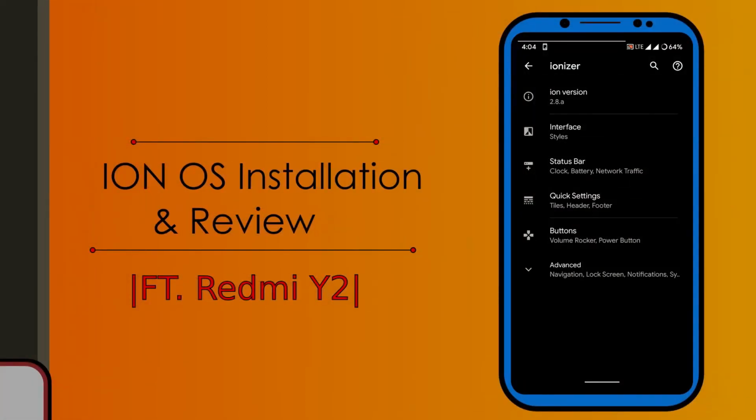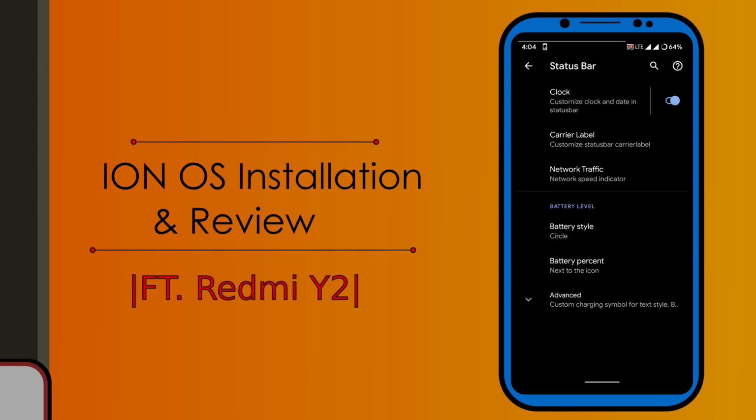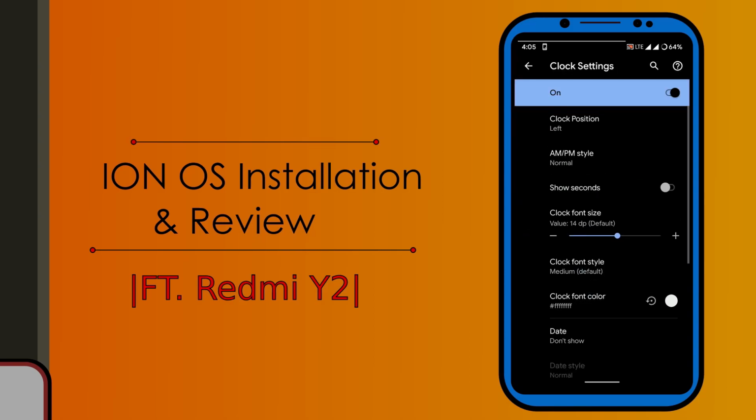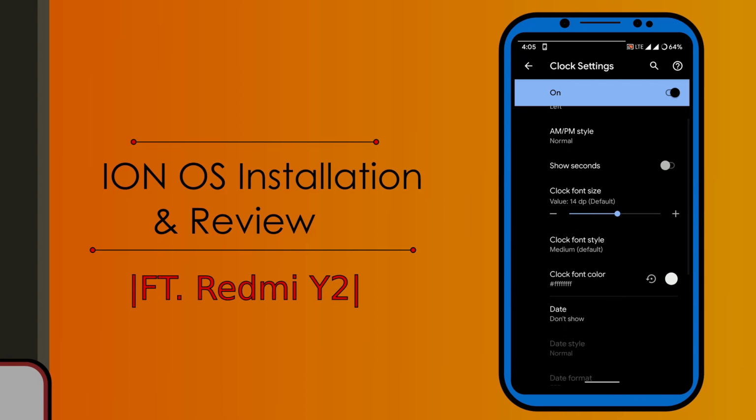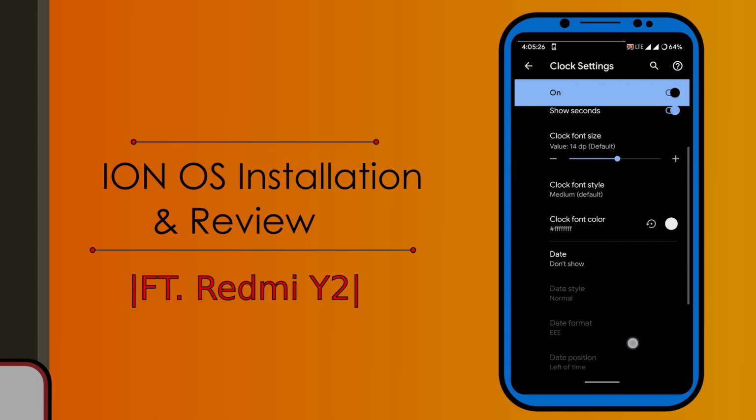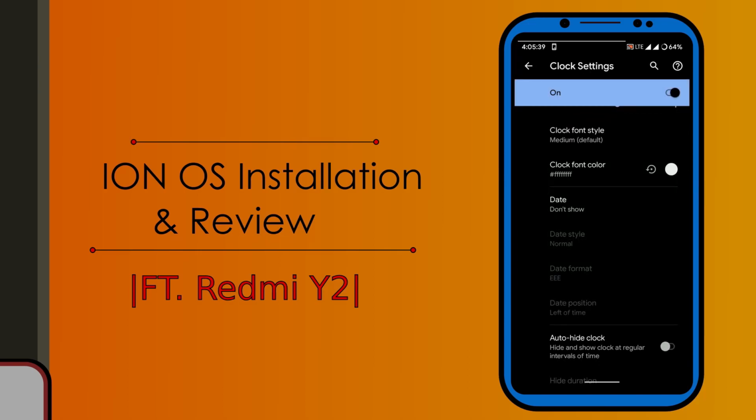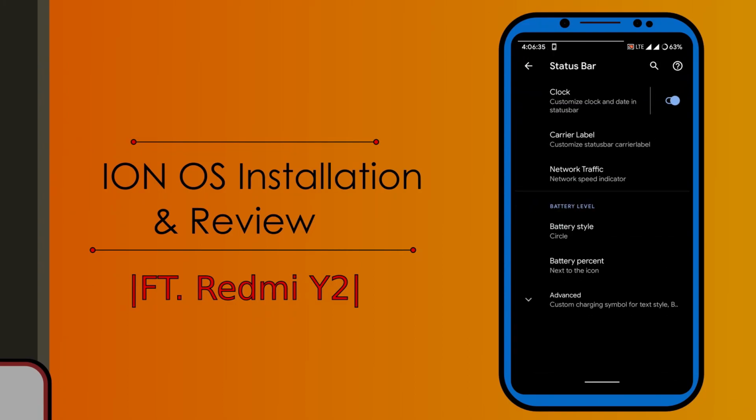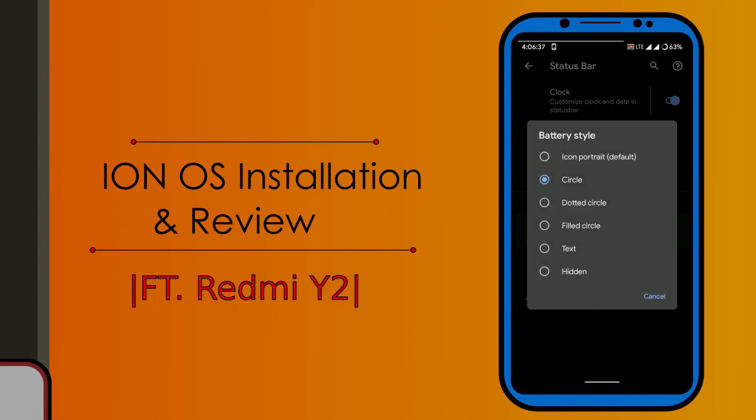Going to status bar, here you get clock options. Now going to clock, you can set the position of the clock, AM PM style. You can also enable show seconds. Scrolling down, you can also add date on the notification panel. Now going back, going to battery style, you can change battery styles according to your requirement. You get icon portrait, circle, dotted circle, filled circle, text and hidden.